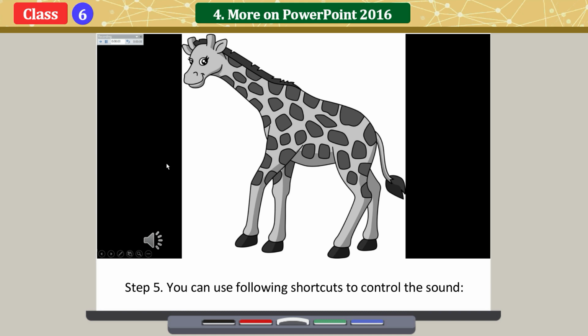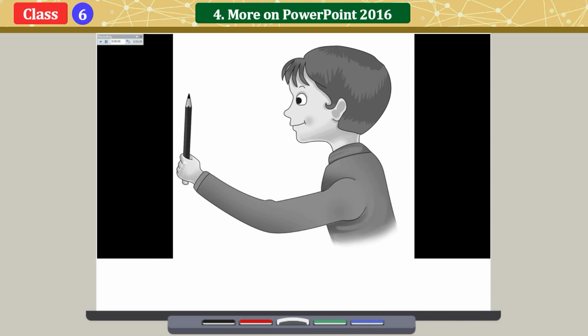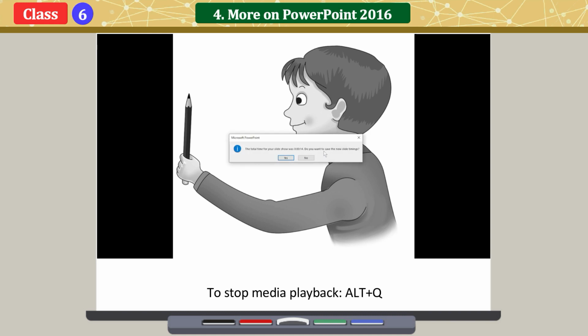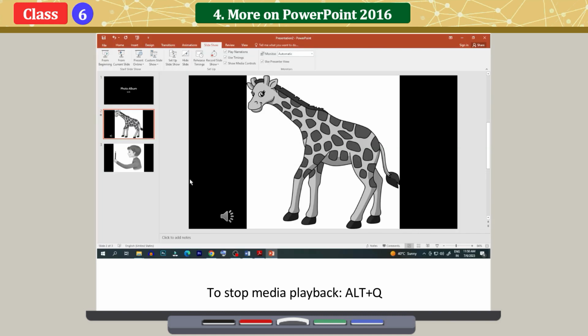You can use following shortcuts to control the sound: mute the sound, Alt plus U, toggle between play and pause, Alt plus P. To stop media playback, Alt plus Q.